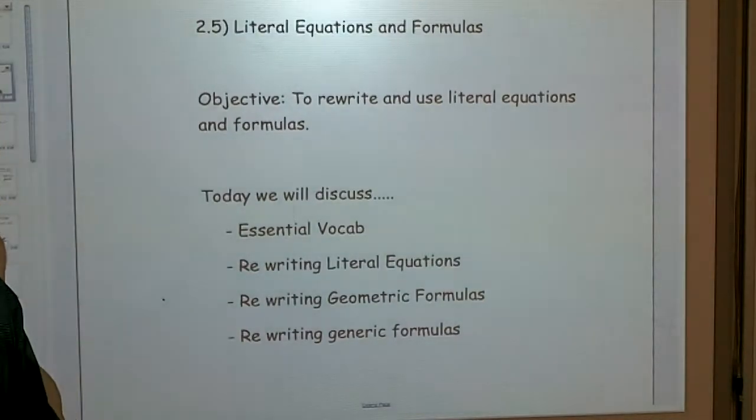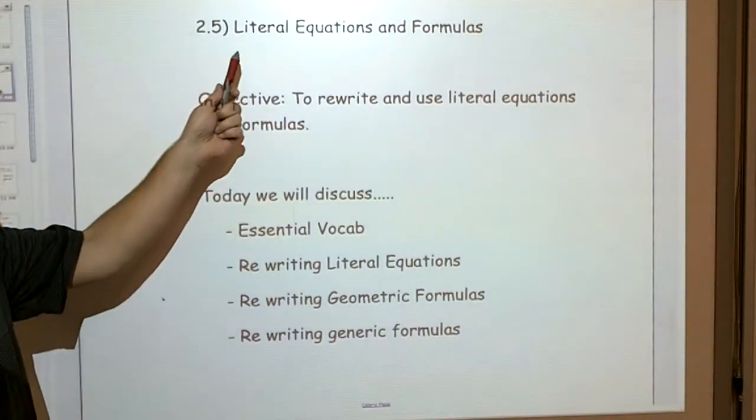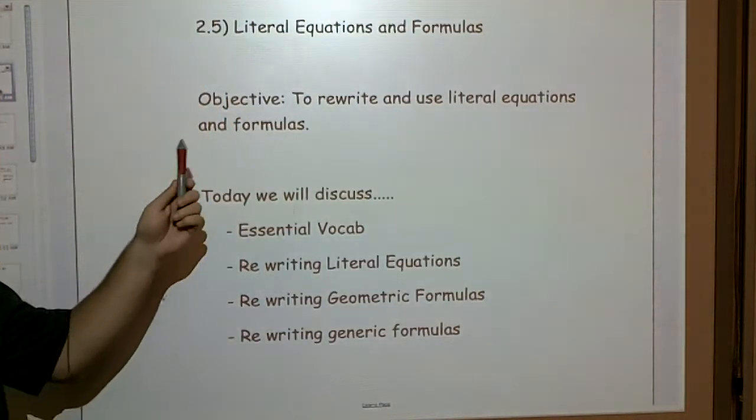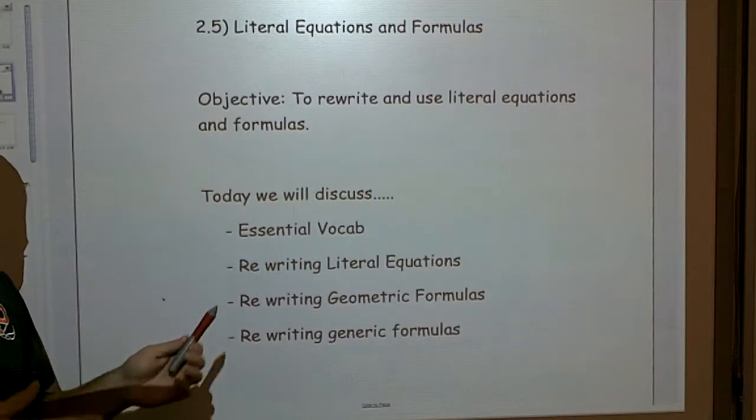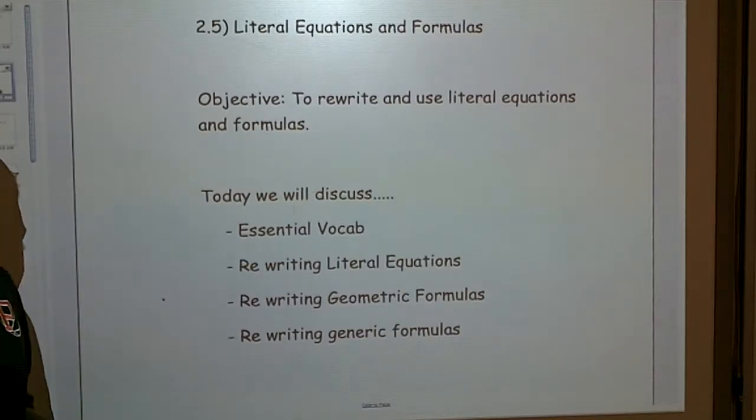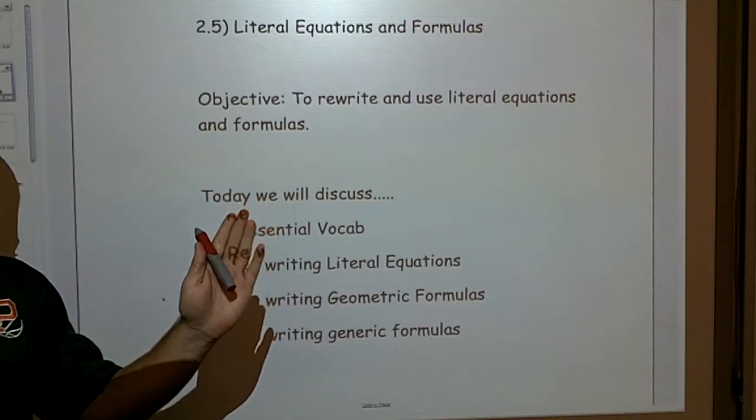Alright, today we're going to be working on section 5 of chapter 2, which is about literal equations and formulas. Our objective today is to be able to rewrite and identify literal equations and basically just solve for one variable in an equation.